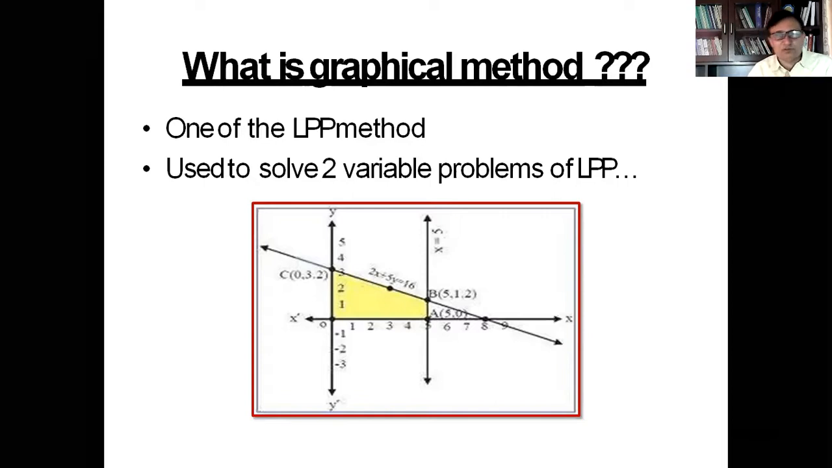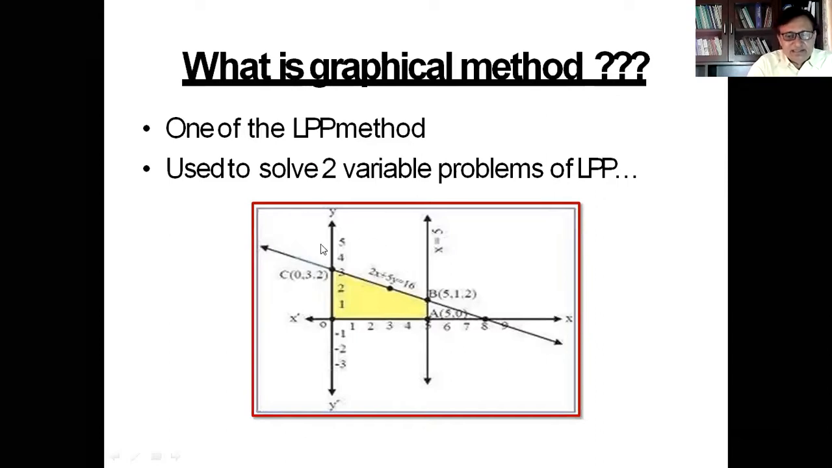For that purpose, you have to go for the simplex method, and there are a number of variants of the simplex method also. One is the general simplex method. Second is the two-phase simplex method. Third is the big M method, and the fourth, if there is a problem of duality, then you can use the dual simplex method also. But today's focus will be on the graphic method. It is one of the linear programming methods, but it has the limitation that it can be used only when we have a two variables problem.